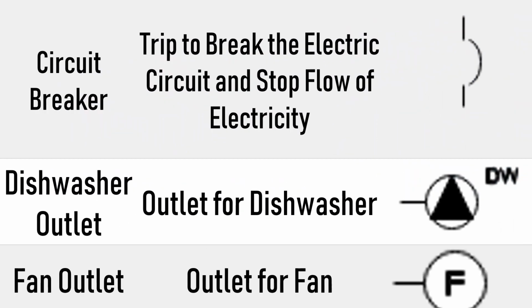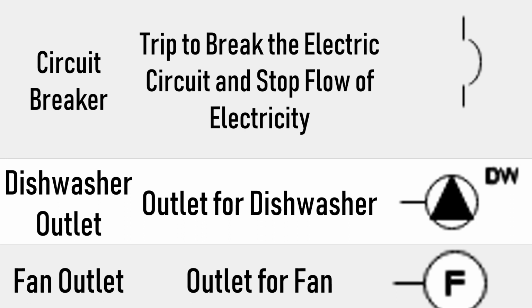Next is the circuit breaker. So this is the electrical symbol of a circuit breaker. The circuit breaker is a mechanical switching device capable of protecting the circuit wiring, capable of making, carrying, and breaking currents under normal circuit conditions.